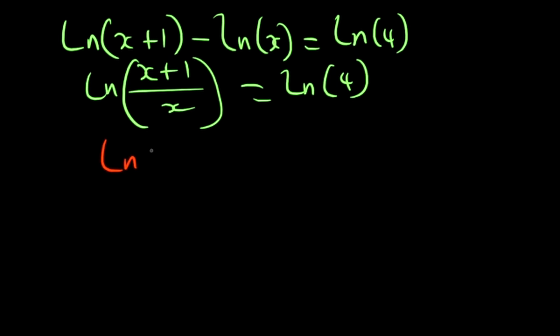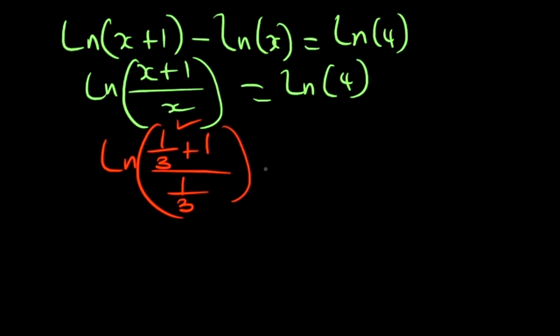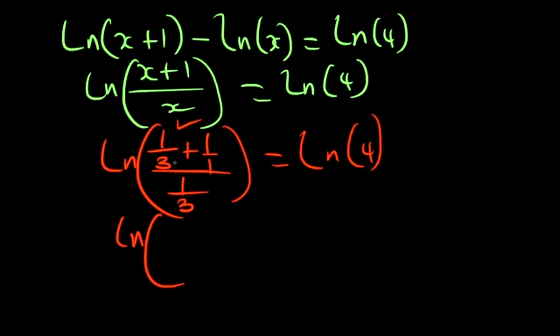Hence, we have ln. For the first x, I'll put 1 over 3 plus 1. This is our numerator, all over 1 over 3 as our denominator because there is an x here. Now, this is equal to ln 4. Remember, I want to check if the left is equal to ln 4, and that will confirm our solution. Now we continue. Let's get a common denominator for the numerator. The 1 here can be written as 1 over 1. So the lowest common multiple for 3 and 1 is 3.